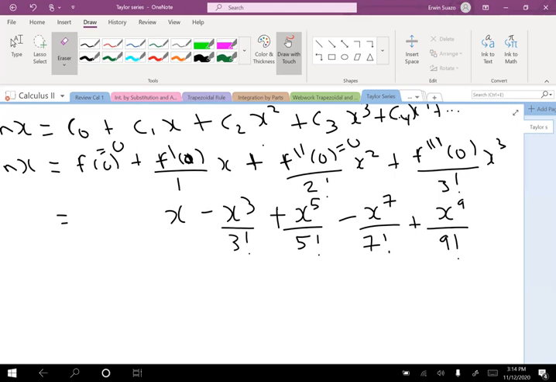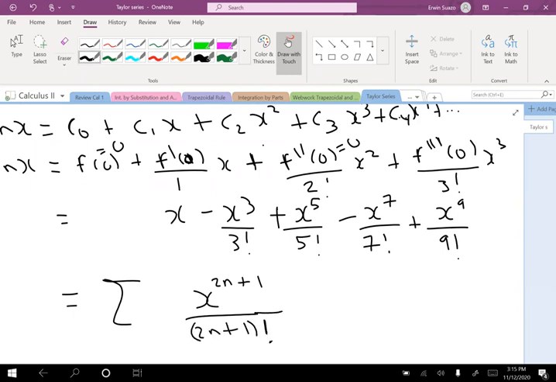So how can we write this? We can write it like this. There are many different ways to write it, okay? So this will be one way. Sum of x to the, how do you write an odd number? You can write it like this: 2n plus 1, over 2n plus 1 factorial, starting at n equals 0.